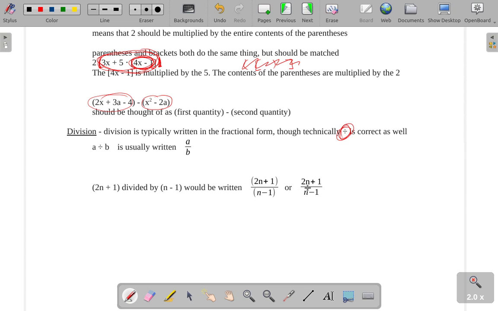Now when we're doing these division bars, you don't necessarily need parentheses around the top and the bottom to indicate that this division is going to take place after all those other operations. These two things are the same.